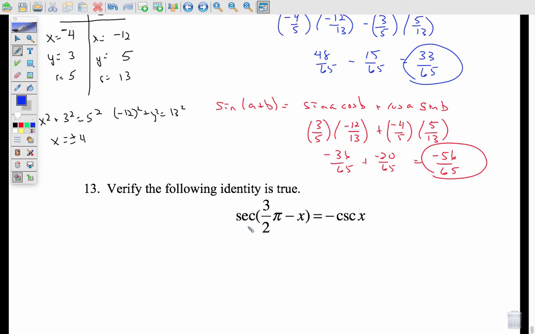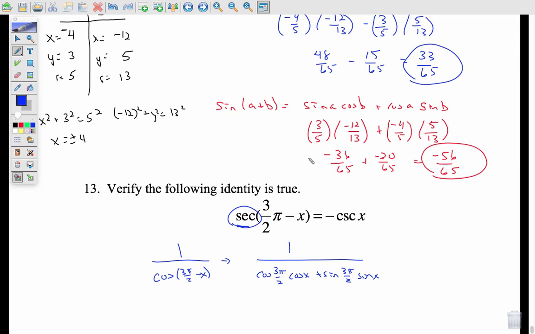One last problem to end our day: verify the following identity is true. So we can't end these without doing some identities. Unfortunately, we did not have an identity for the sum for secant today. We have two angles, actually a difference, but two angles being subtracted here. Good news is, however, that we have an identity for cosine, and cosine is the reciprocal of secant, so I'm going to rewrite this as 1 over the cosine of 3 pi over 2 minus x.